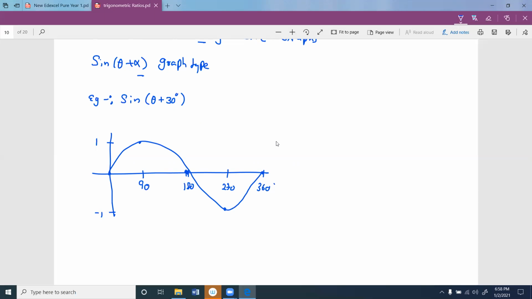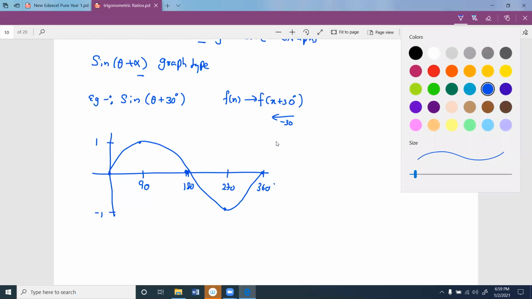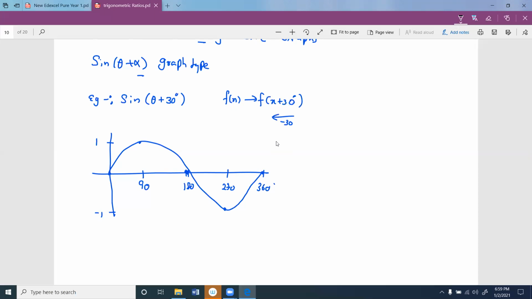Then today, if it is sine x plus 30, this is just like a transformation of f(x) to f(x plus 30). It means it's an x transformation. If it is plus 30, what will happen here is that the graph shifts by 30 units to the negative side. The entire graph shifts by 30 units to the negative side. Therefore, in terms of the black color, this point shifts by 30 units to the negative side, to -30.